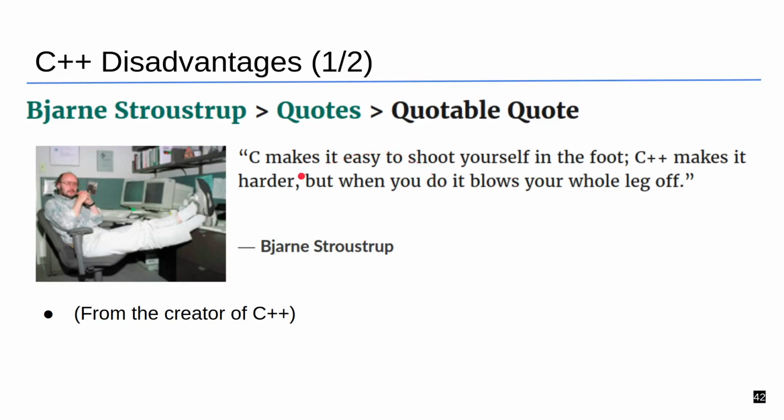Disadvantages, or just jokes to break things up. So here's Bjarne Stroustrup, the creator. He says, C makes it easy to shoot yourself in the foot. C++ makes it harder, but when you do, it blows the whole leg off.